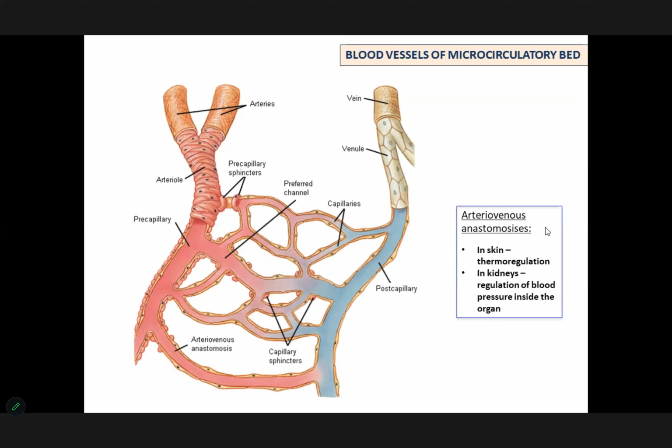Where do we have arteriovenous anastomosis and why do we have them? Here are two examples. We have many such examples, but only two of them are here. For example, in skin, we have such anastomosis. They are needed for thermoregulation. What does it mean?